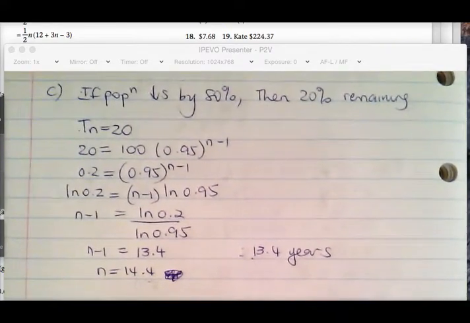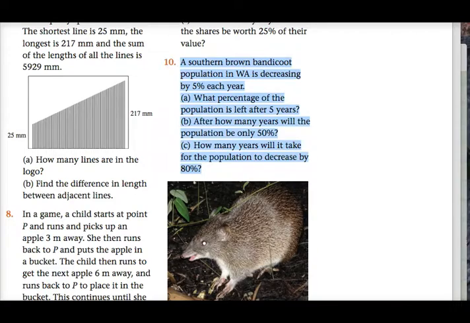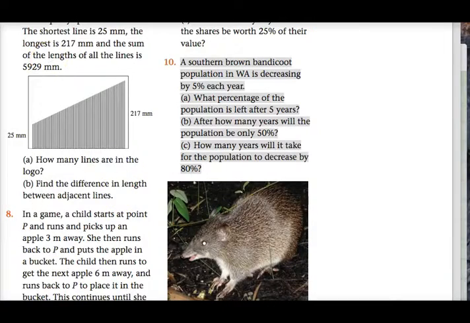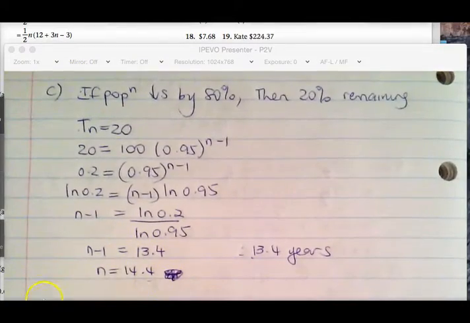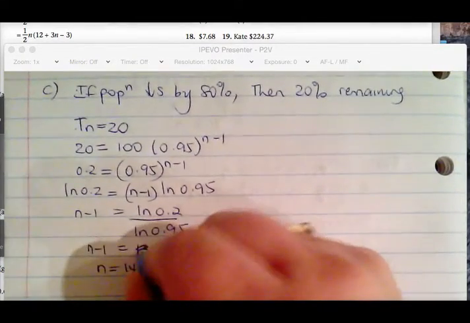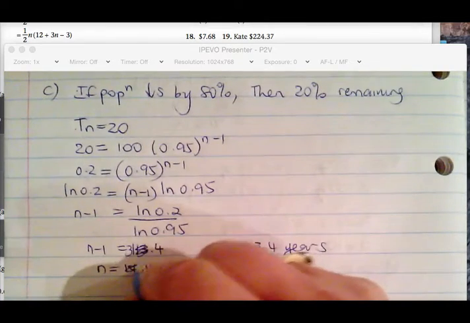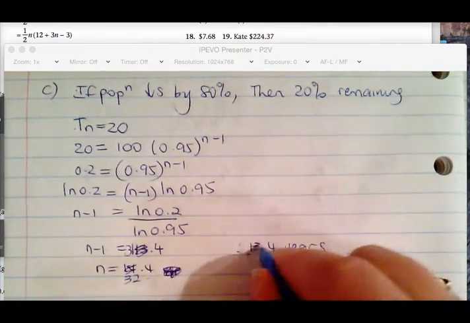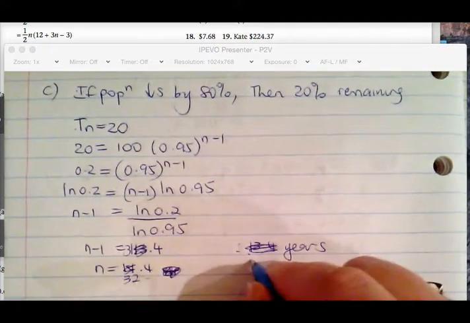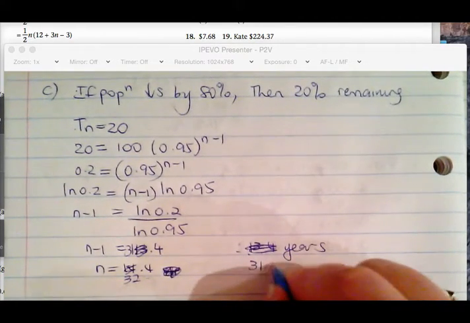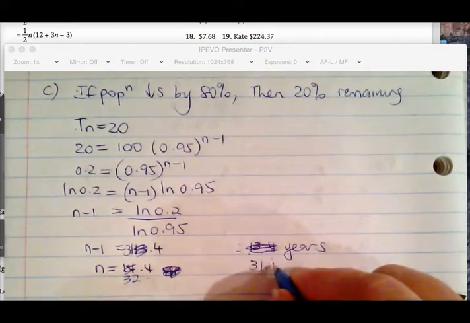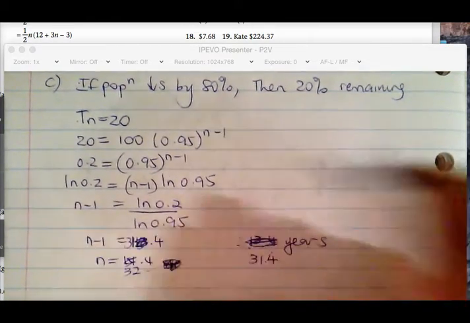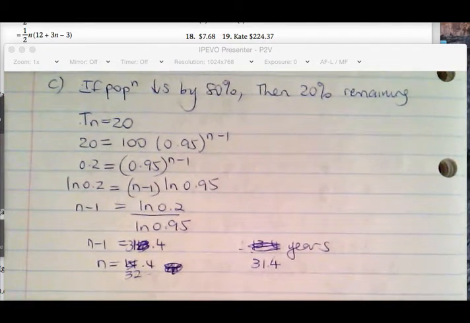Sorry, I've just written my numbers around the wrong way. If you just see here, I had 31.4, so I just wrote that out wrong. So I'll just fix that now. So this is actually, sorry, not 13.4, it's 31.4. So that will be 32.4. But remember, the 32nd term is 31 years, so it's 31.4 years. Sorry about that, getting a bit late again at night.